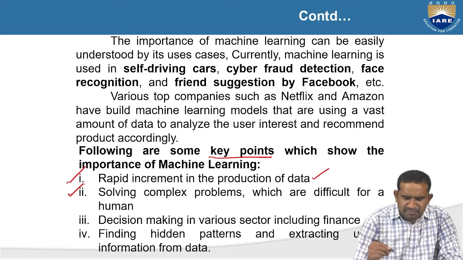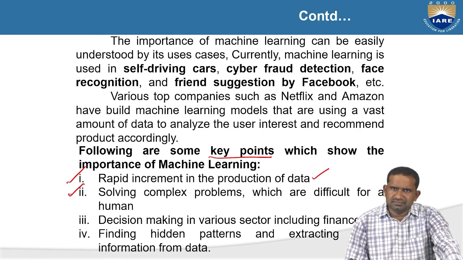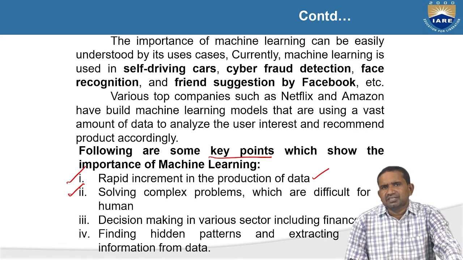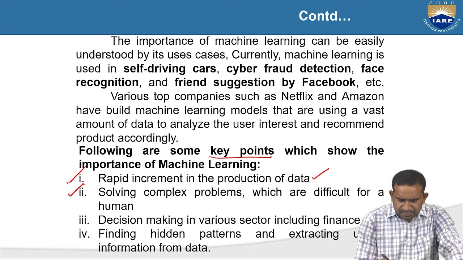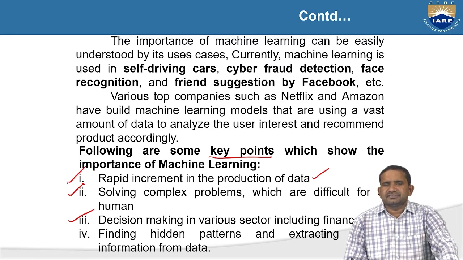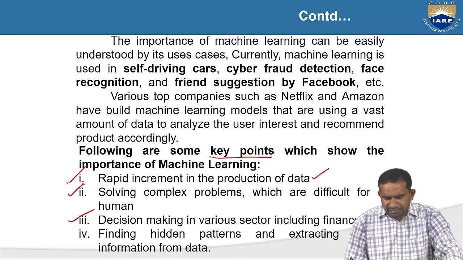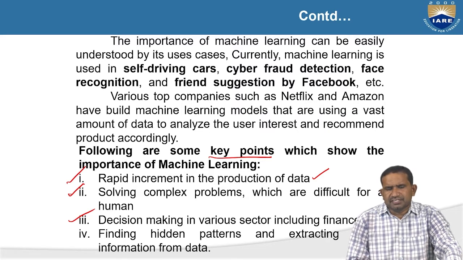The next one is solving complex problems which are difficult for a human being. Machine learning plays a role in solving complex problems that cannot be handled by human beings. The next one is decision making in various sectors including finance, such as credit card or loan application approval, where an application may be approved or disapproved.